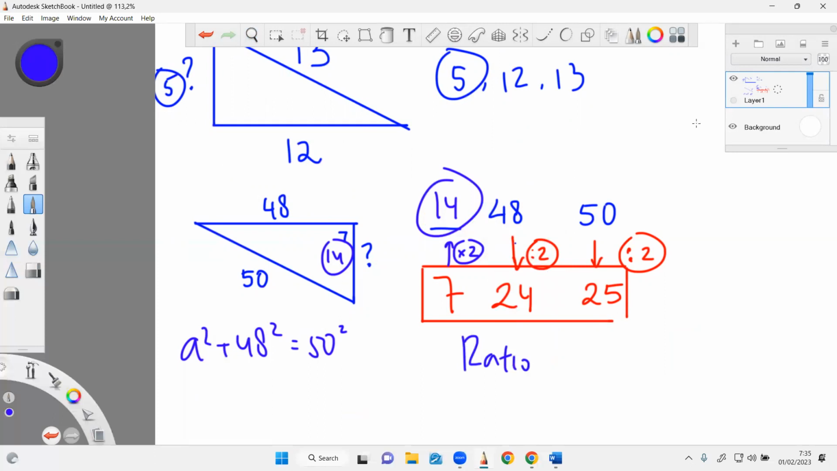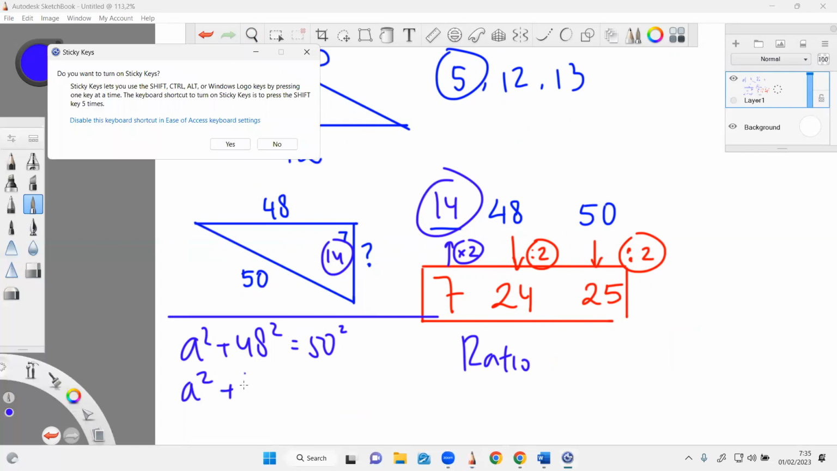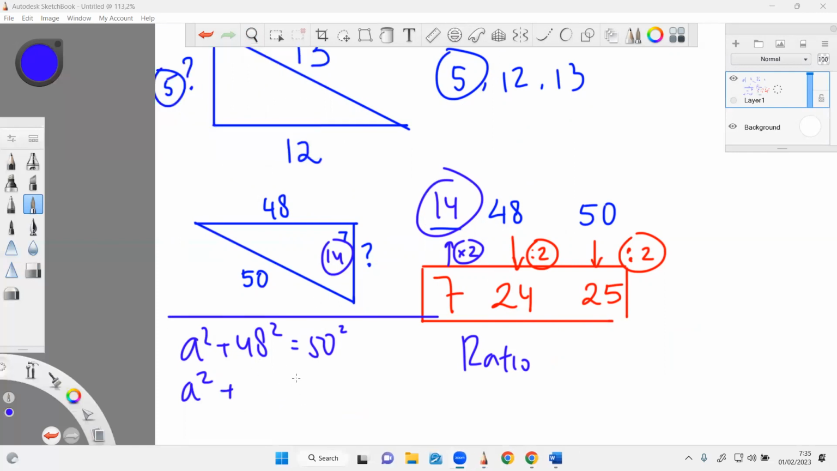Okay, simple, right? Very, very simple. It helps you a lot. It cuts most of your time to calculate this. What is a square? A square plus what is 48 square? Okay, it's a waste of time to do. Someone please calculate it.